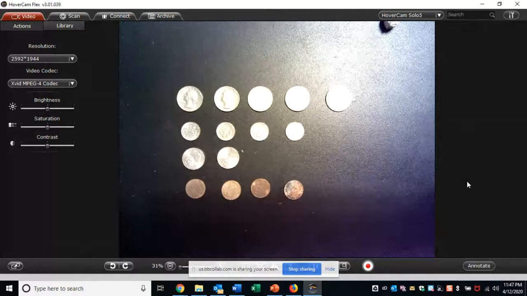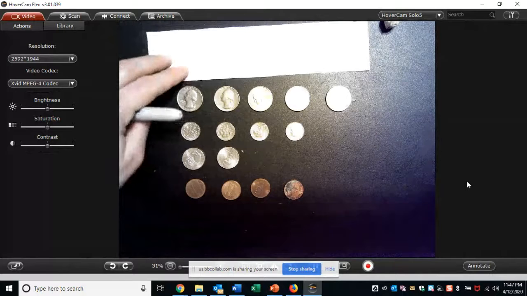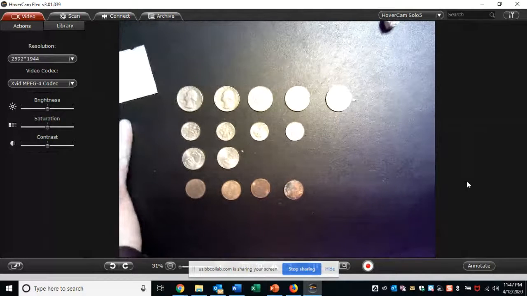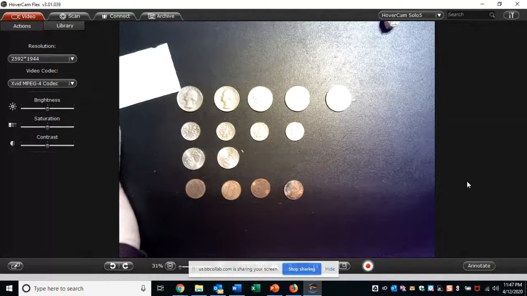Now you know there's one more thing I need to add to my graph, and that is a title. All good graphs should have a title. So I'm just going to call this one maybe coins in my wallet.